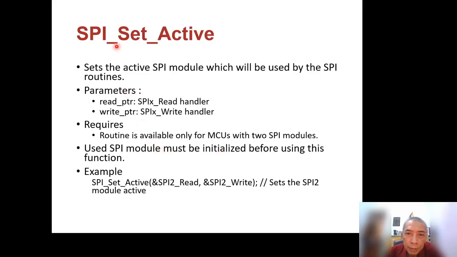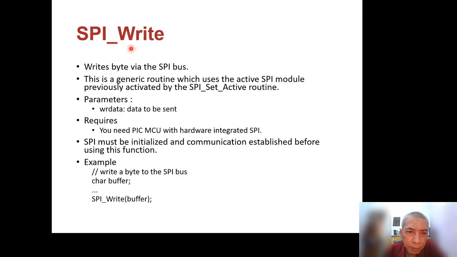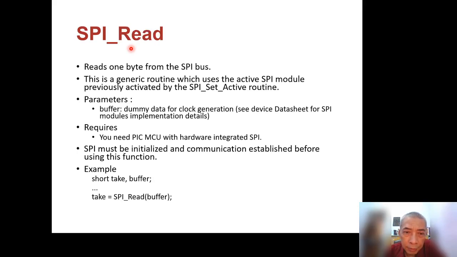The other is to set the active SPI module, which will be used by the SPI routines. The parameters are only two, read pointer and write pointer, just like SPI2 read, SPI2 write. And the generic ones are SPI read and SPI write, like the previous SPI1 or SPI2 read, SPI1 or SPI2 write.